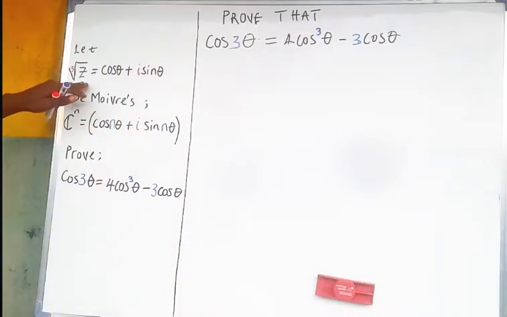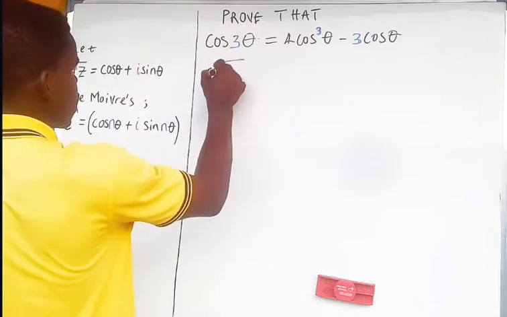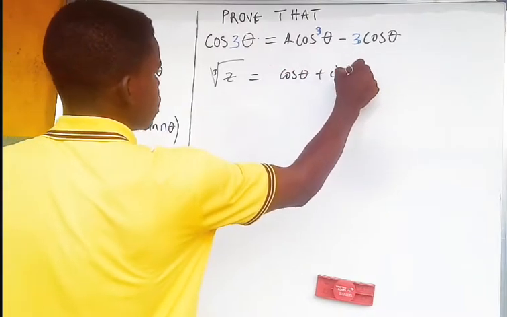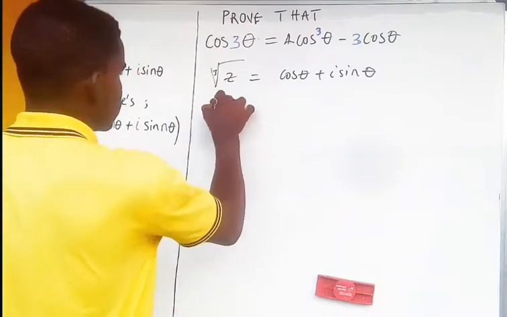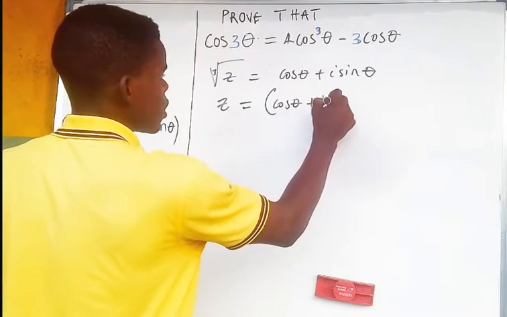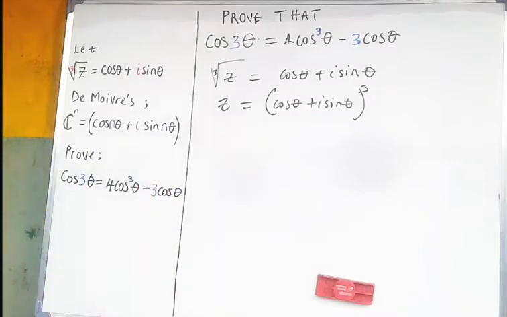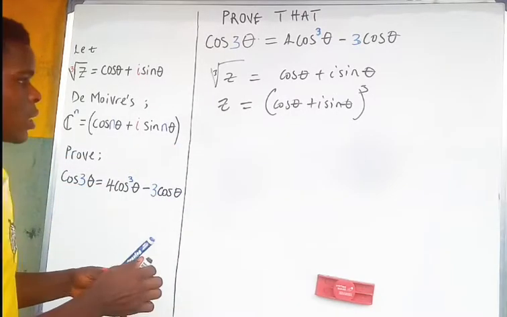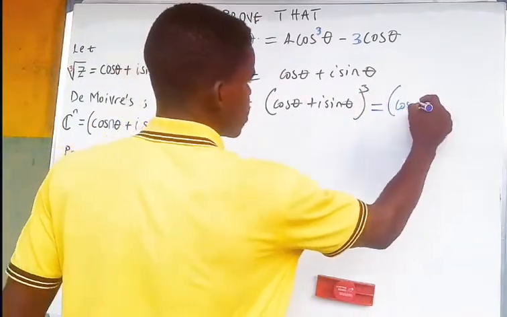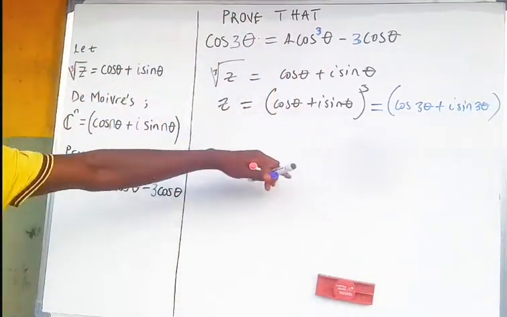That would mean that if you are given z to be cosine theta plus i sine theta, then z cubed, taking the cube of both sides, becomes cosine theta plus i sine theta cubed. So our z becomes this. Now, if that's the case, then De Moivre says that this would be equal to cosine of 3 theta plus i sine of 3 theta. So we get to this point.